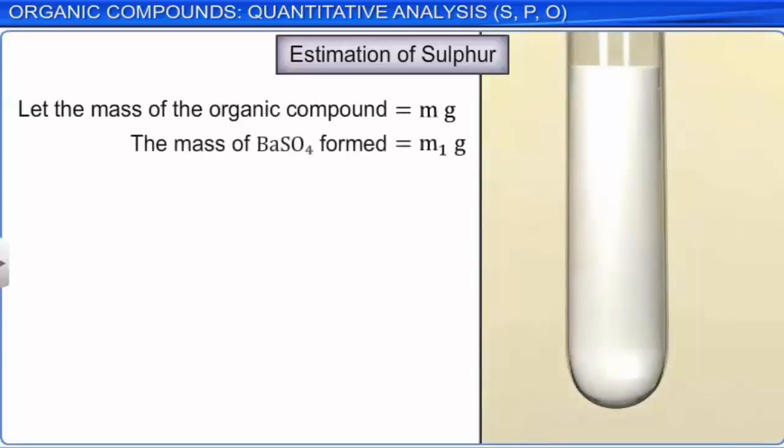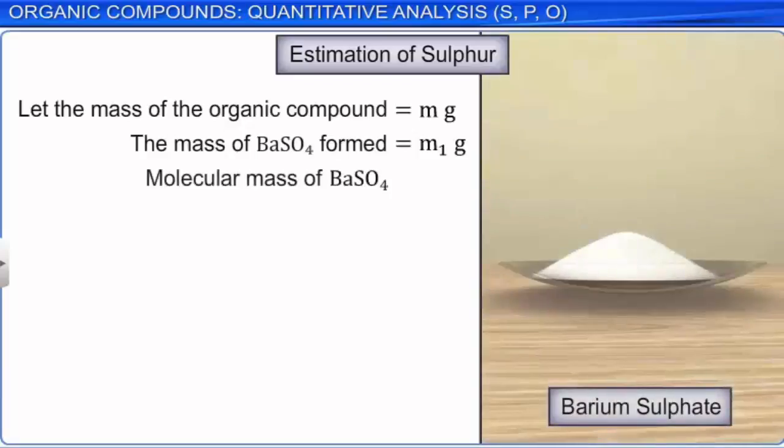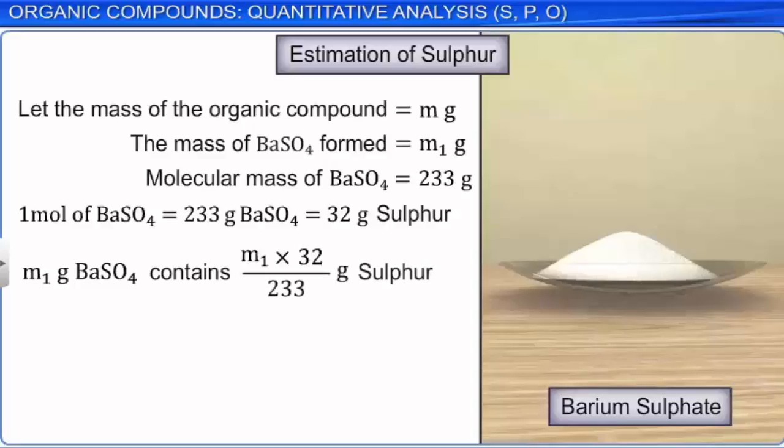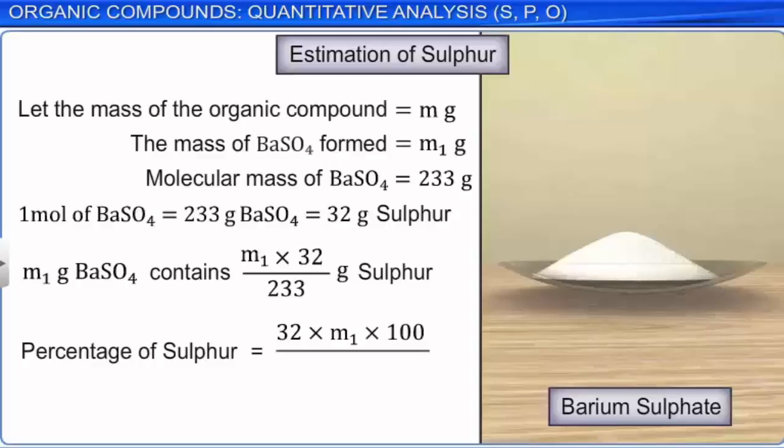We know that the molecular mass of barium sulfate is 233 grams, and the amount of sulfur in 1 mole of barium sulfate is 32 grams. Therefore, the mass of sulfur in m1 grams of barium sulfate is m1 multiplied by 32 divided by 233. Therefore, the percentage of sulfur in the compound is 32 multiplied by m1 multiplied by 100, divided by 233 multiplied by m.